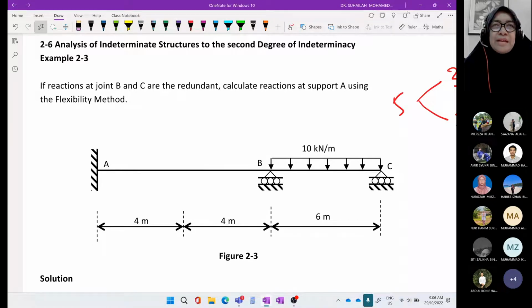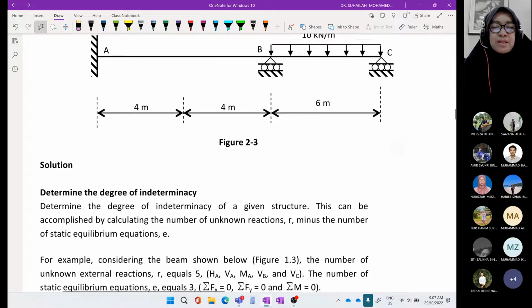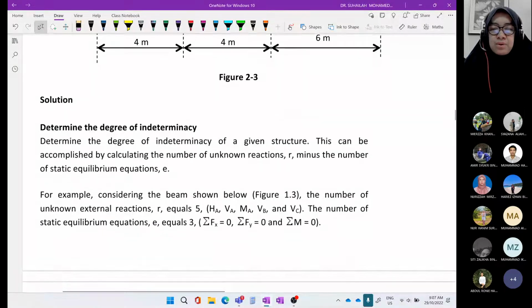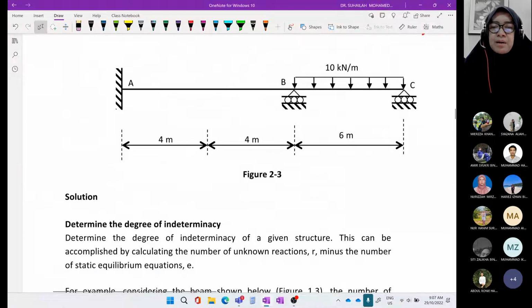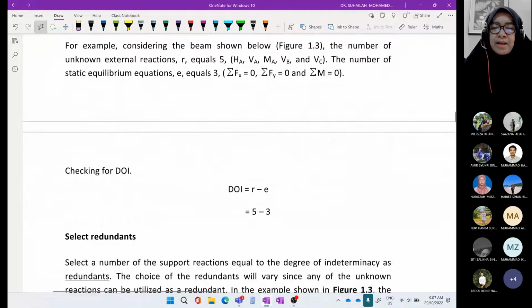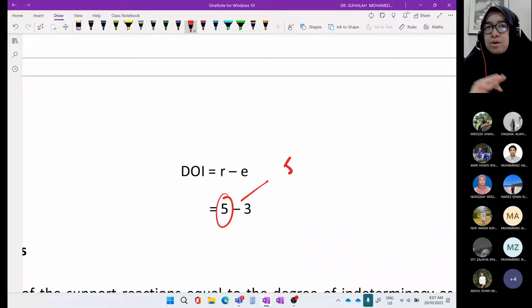When we have an indeterminate structure, either a beam, frame or truss, the first thing to do is to calculate the degree of indeterminacy. For this beam we will get 2. The 5 represents the 5 unknown reactions for the whole beam.